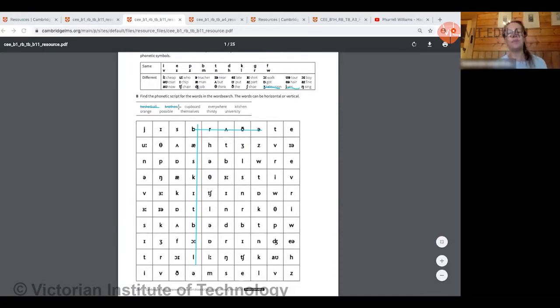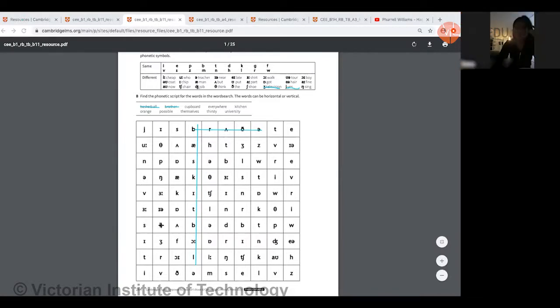Cupboard. How many across and down? So, firstly, what's the first letter you need to look for? I found cupboard. 1, 2, 3, 4, 5, 6, 7, from the up. 1, 2, 3, 4, 5, 6, 7. And cupboard. Is it down? Yeah, down. Go down. Yes, and the second one, cupboard. Ah, very nice.